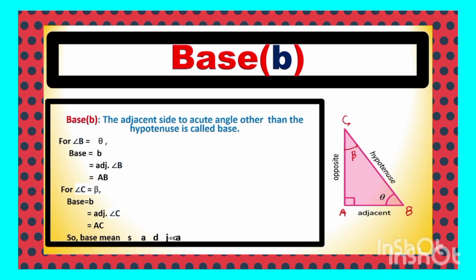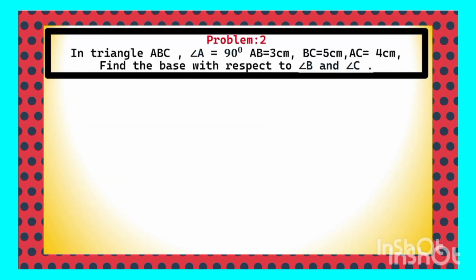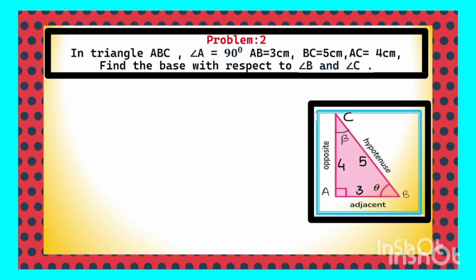So the base means the side adjacent to the acute angle, and the perpendicular means the side opposite to the acute angle. These are the two points we are going to discuss in this class. So here is a problem for you, to recognize the base in a right angle triangle. Angle A is equal to 90 degrees, AB is equal to 3 cm, BC is equal to 5 cm, AC is equal to 4 cm. You have to find the base with respect to angle B and angle C.